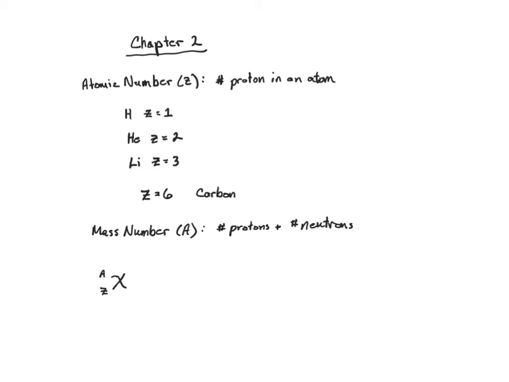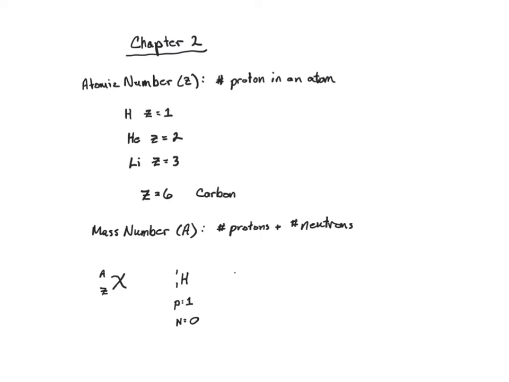So, for example, if we consider hydrogen, we know that hydrogen has an atomic number of 1, and in some hydrogen atoms, the mass number is also 1, which tells us that we have 1 proton. And if the mass number is 1, that means the number of neutrons is equal to 0. Remember, the number of protons plus the number of neutrons has to equal the mass number.